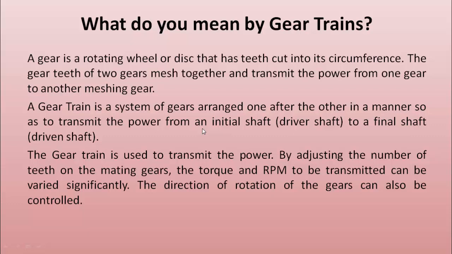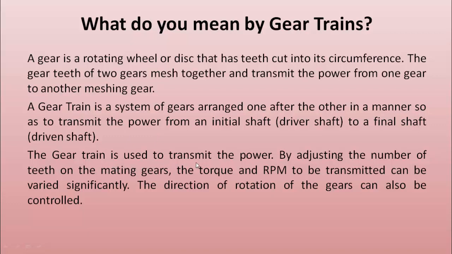Means a large number of gears are arranged in a particular manner, and this system is known as a gear train. A gear train basically does one important thing. There is a driver shaft, which is the initial shaft. Your motor is connected to your driver shaft. You have to transmit the power from your driver shaft to the final driven shaft. There might be one driven shaft or there might be multiple driven shafts, as you will see in just a minute. But generally there is only one driver shaft, and the power from this driver shaft is given to several different driven shafts through the gear train.